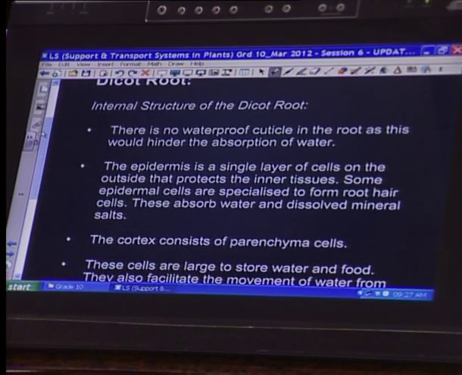First of all, there's no waterproof cuticle that surrounds the root because the whole purpose of the root is to absorb water and minerals. So if you have this waterproof cuticle, that function would not be possible. Later on, when we go and look at the stems, you will see that we do have a waterproof cuticle there because we want to prevent water loss.